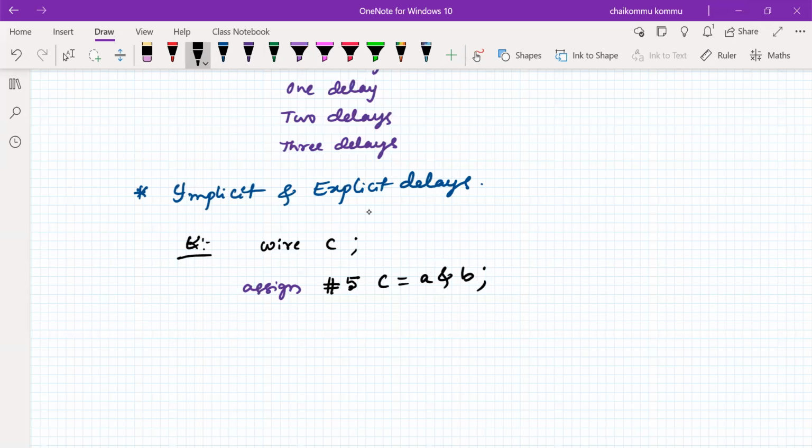Okay, so is it zero delay or what delay is this actually? It's a single delay, one delay. One delay means that we say 5 nanoseconds for rise delay, fall delay, and turn-off delay.